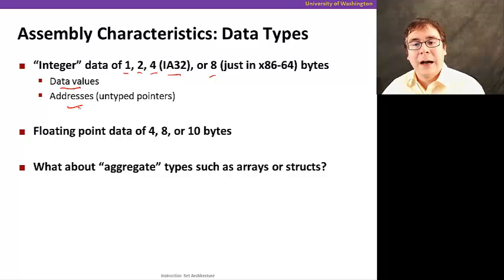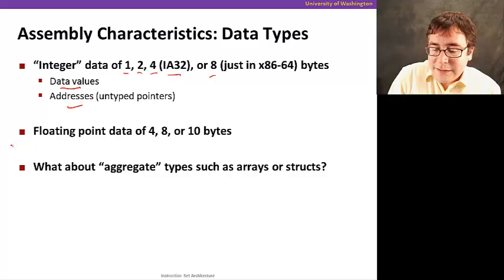That means a register could hold an integer of a certain width, or it could also hold an address. The register doesn't really know. It depends on how you use it. That's going to determine whether it is seen as an address or as a data value.